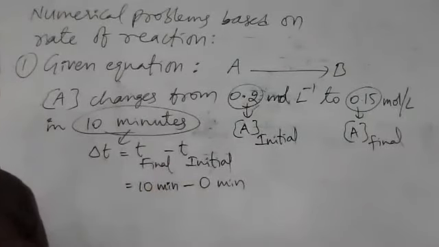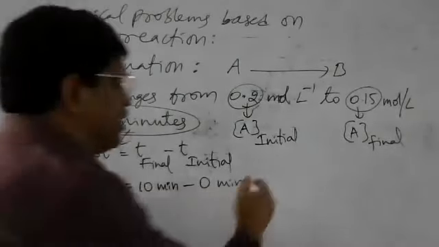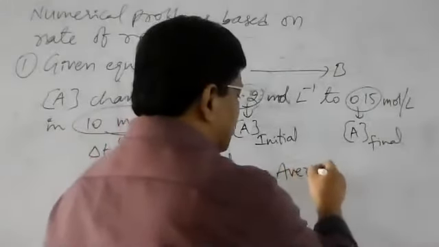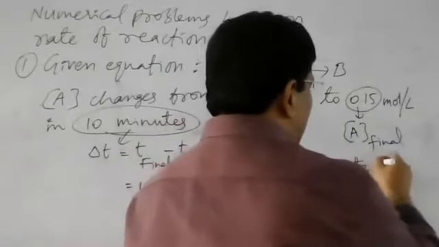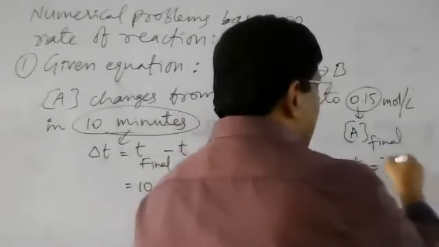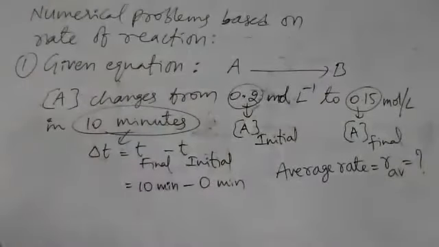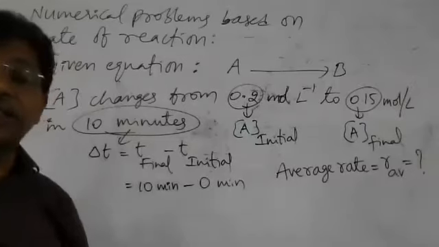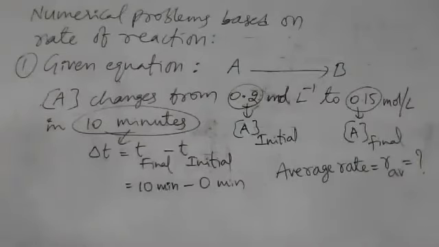Now, what are they asked to calculate? The average rate of reaction. So R average means the average rate. First we have the equation, with the decrease in the concentration of A and the increase in the concentration of B. We have to write the average rate of reaction expression first. Now tell me, how do we write the average rate?